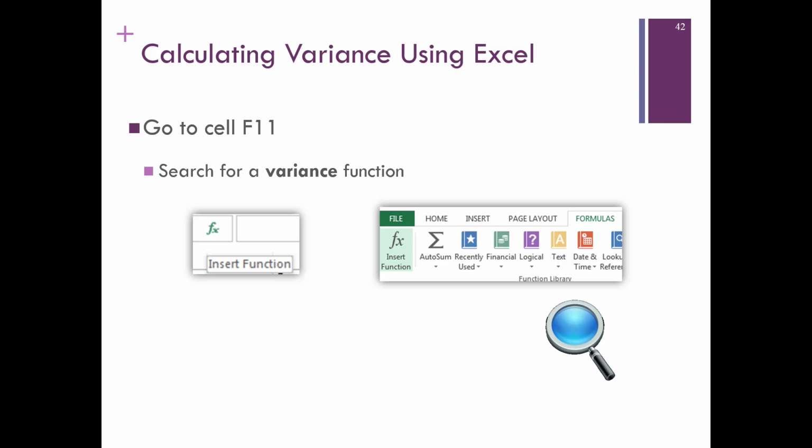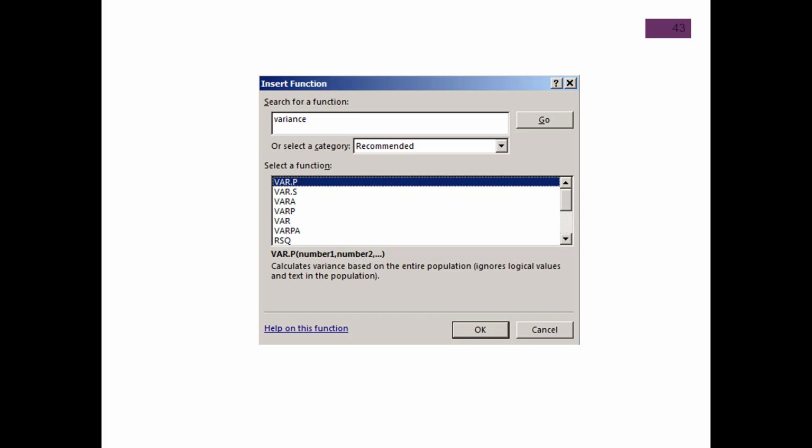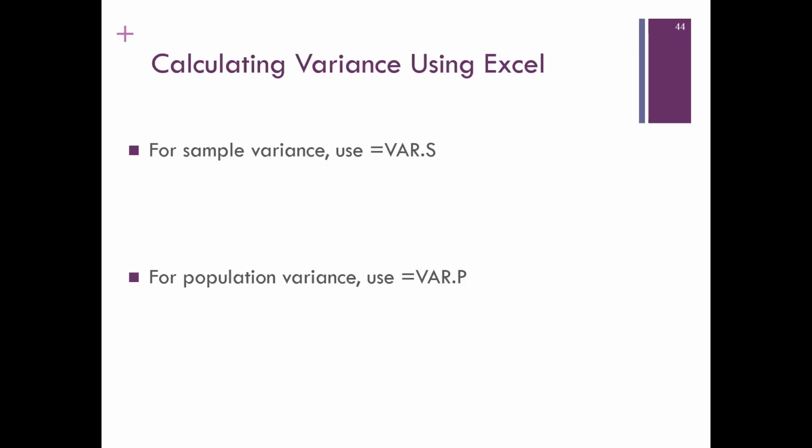Welcome back. So if you're looking for the variance function, then you would have had this particular pop-up come up, and you've seen all these different options for how to calculate variance. And so let me help you choose. For sample variance, go ahead and use var.s. And then for population variance, go ahead and use var.p. So go ahead, pause this video and calculate the sample and the population variance.